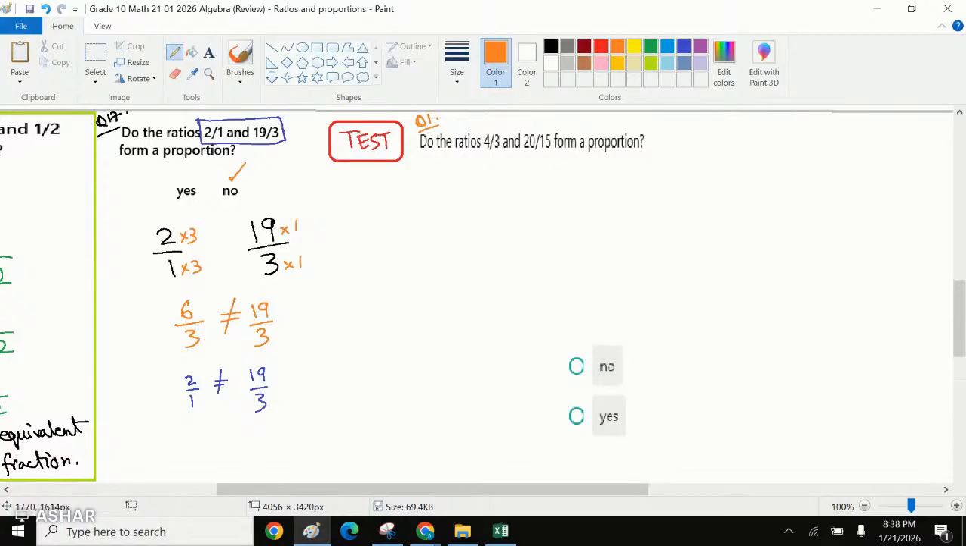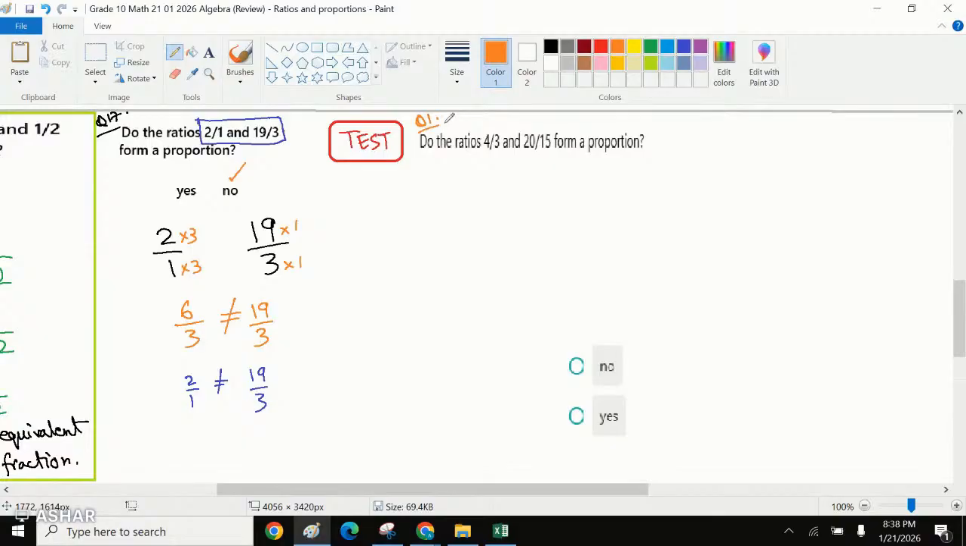Do these two fractional values, 4 upon 3 and 20 upon 15, are they proportional to each other, or the same word would be, are these two fractions equivalent fractions? Yes or no? Yes, there will be yes.